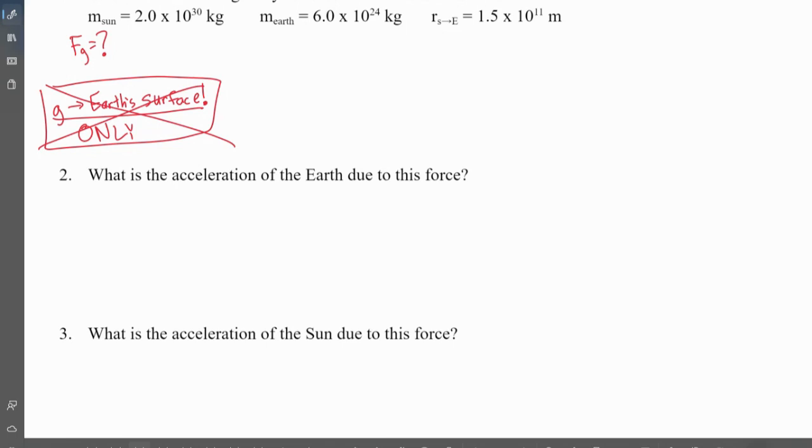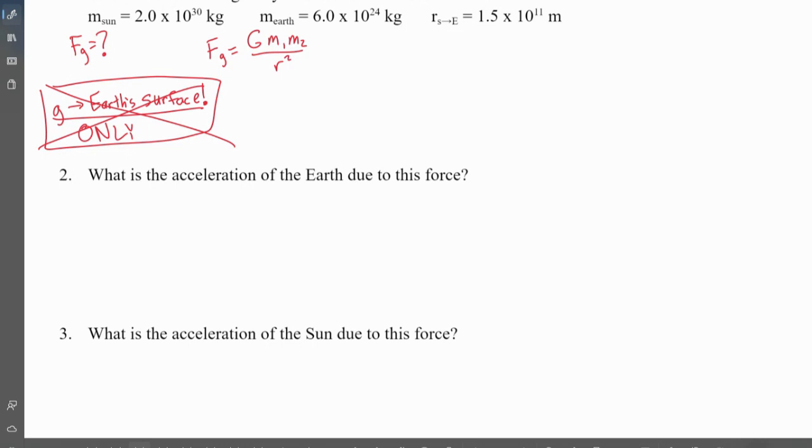Whenever we're talking about something like the sun and the earth, we don't care about the surface of the earth at all. So we have to use this gravitation law: F sub g is G m1 m2 over r squared.